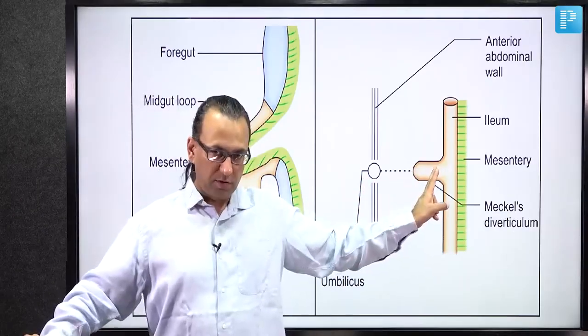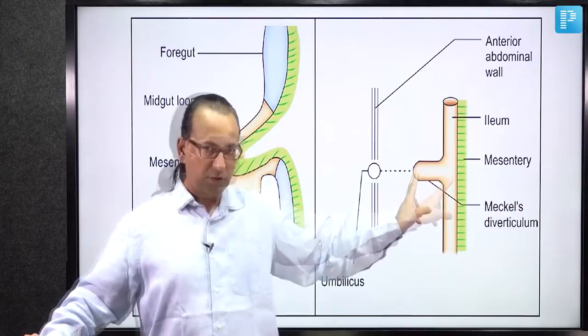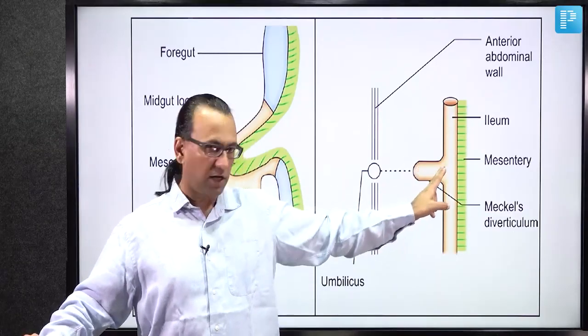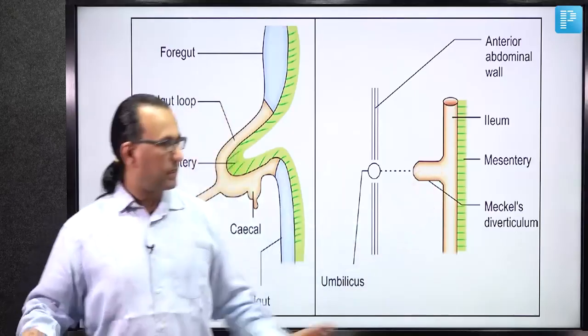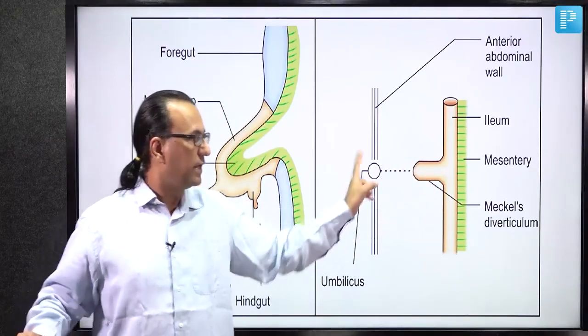It is a true diverticulum as it will have all the layers of the gut tube, be it the mucosa, submucosa, muscularis externa or serosa. And since it is a midgut diverticulum, the referred pain will be felt at the periumbilical region.